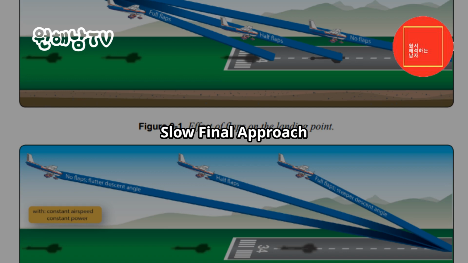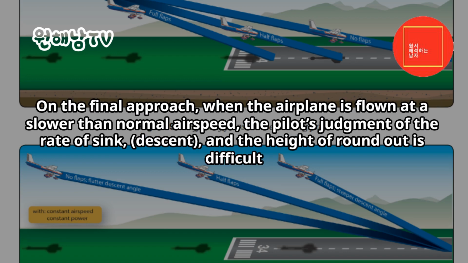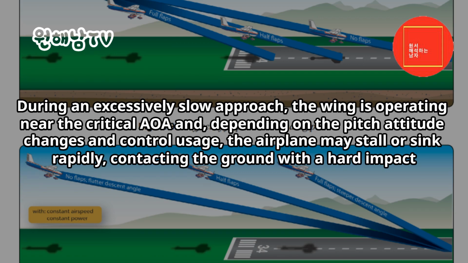Slow final approach. On the final approach, when the airplane is flown at a slower than normal airspeed, the pilot's judgment of the rate of sink, descent, and the height of round-out is difficult. During an excessively slow approach, the wing is operating near the critical AOA and, depending on the pitch attitude changes and control usage, the airplane may stall or sink rapidly, contacting the ground with a hard impact.